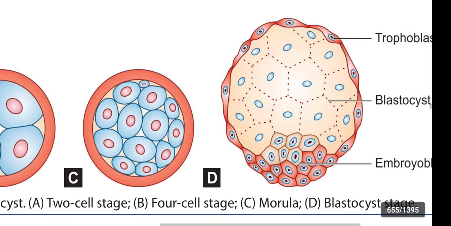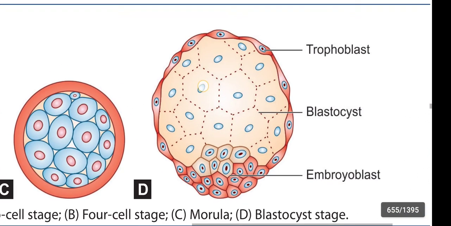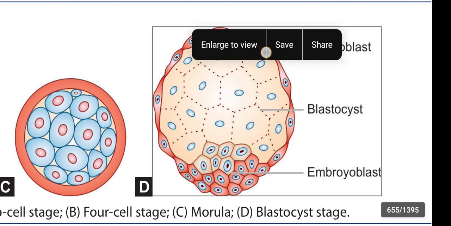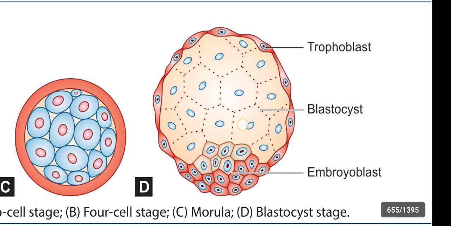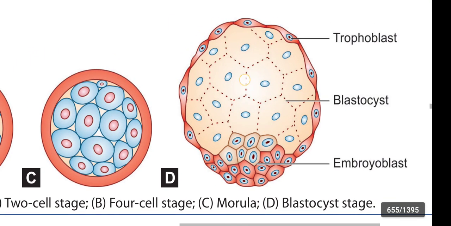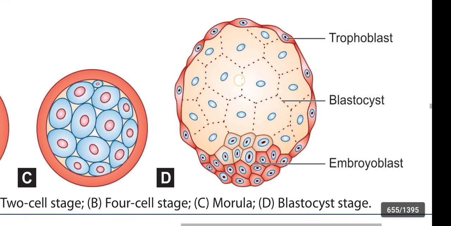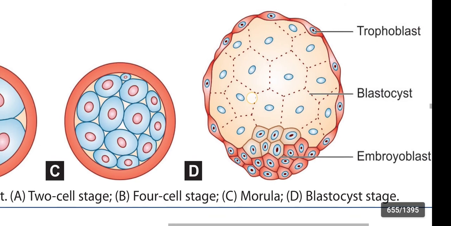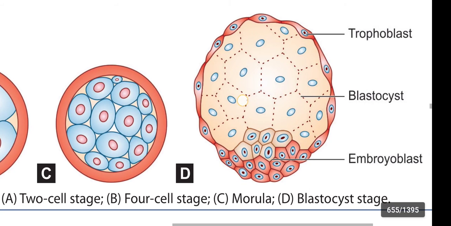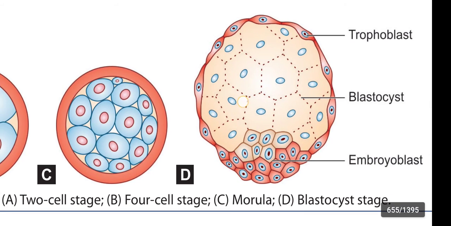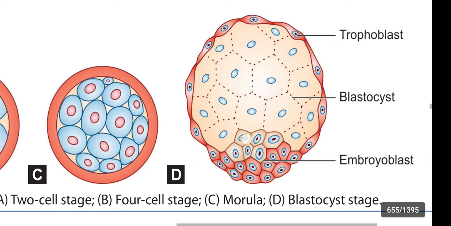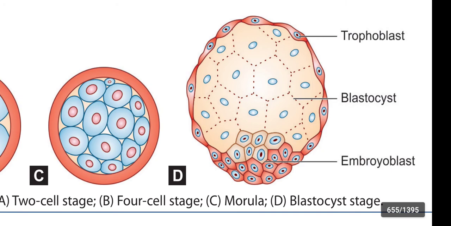This is the blastocyst stage. This blastocyst stage consists of 3 components: trophoblast, and this whole thing is the blastocyst. Here the blastocele is present, which is a central fluid cavity that further develops into an amniotic cavity. Next, this is the embryoblast.